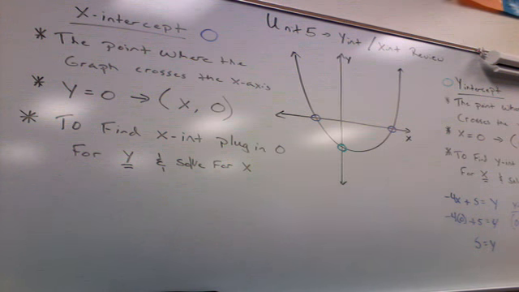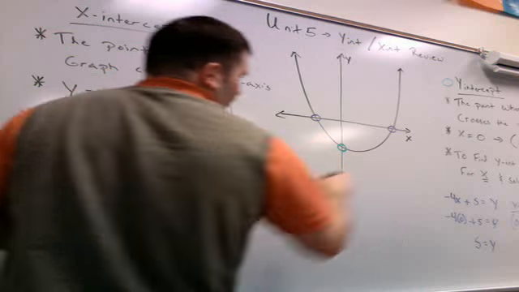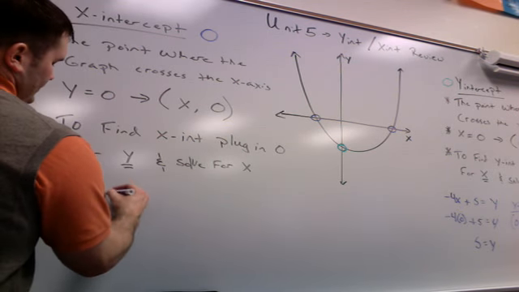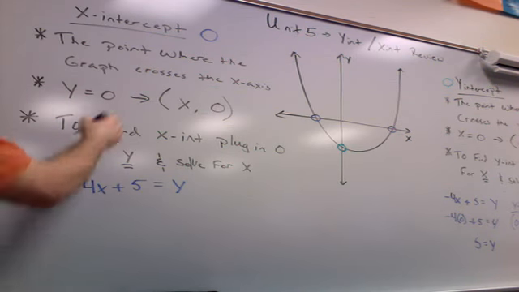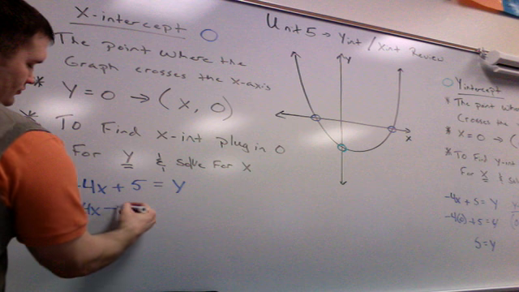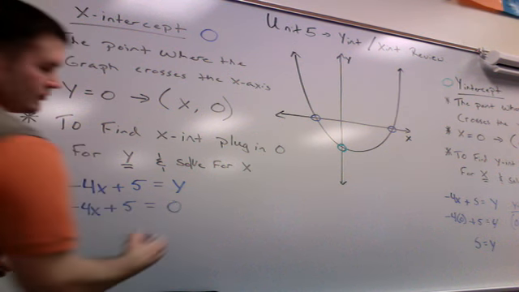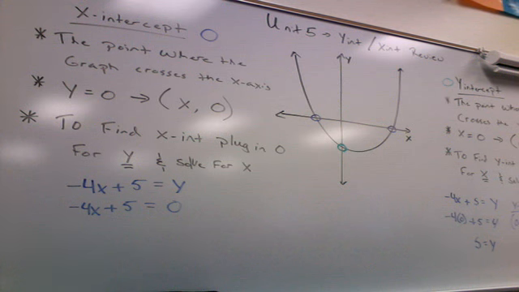Okay. All right, so a real quick example like we did for this one. If this was the y-intercept for this problem, (0, 5), how do I find the x-intercept? I take this equation and do what? Plug in 0 for y. So the equation, negative 4x plus 5 equals y. To find the x-intercept, we plug in 0 for y. So it looks like negative 4x plus 5 equals 0.